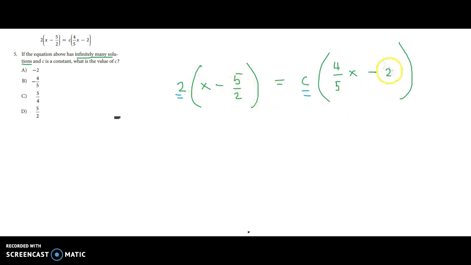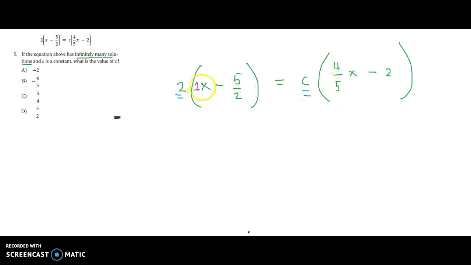Now let's look at this for a minute. This is a little bit weird because we have minus 2 over here, minus 5 over 2 here, and x over here. But I would take the easiest one to work with, which I think would be to try to match up the x's, right? This is just 1x, and this is 4/5 x. So I could do a couple of things.